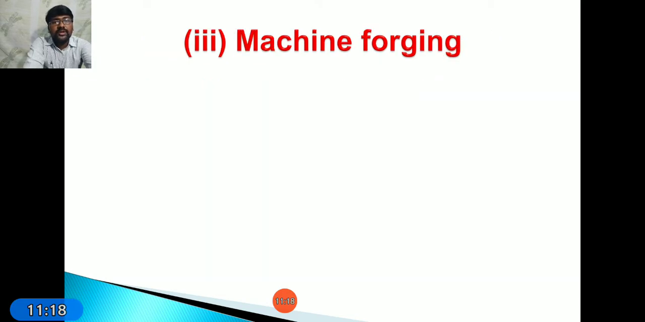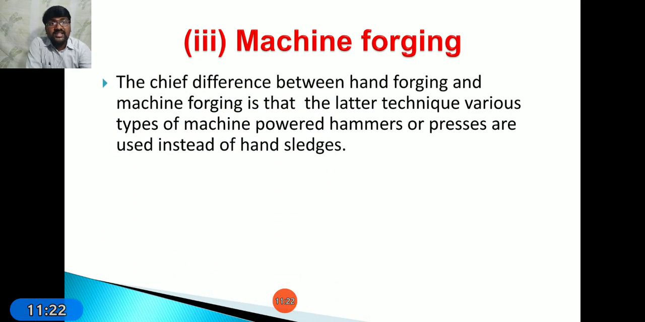Coming to machine forging, it is the third classification of forging process. The chief difference between hand forging and machine forging is that in the latter technique various types of machine powered hammers or presses are used instead of hand sledges.